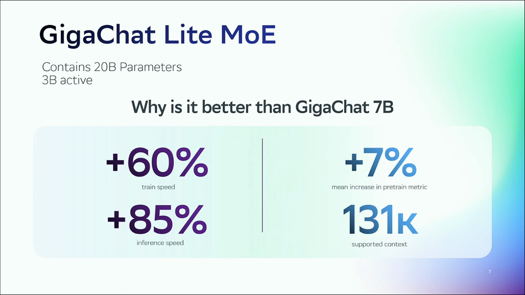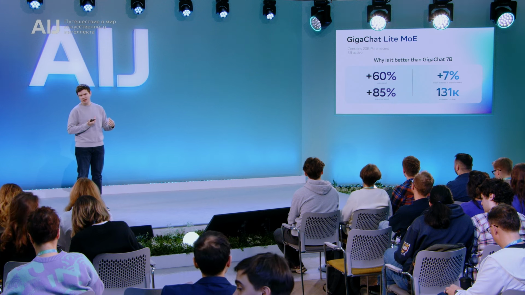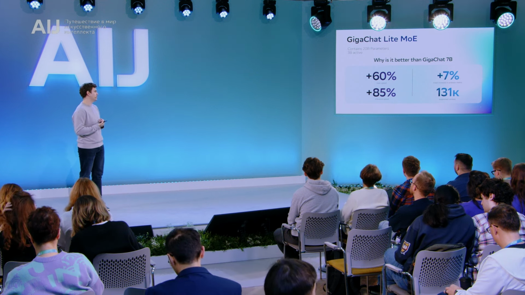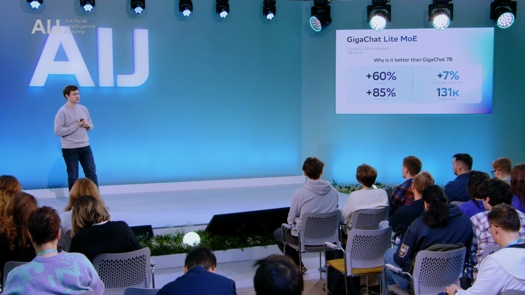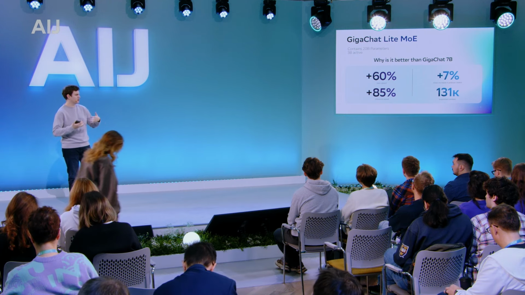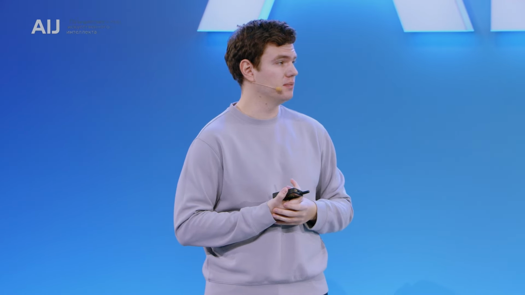First of all, we increased the training speed 60%, so it means that we are spending 6 times less money on training. That's an enormous result. That's a great result. And besides, this model is 7% better because of the mean increase in pre-train metrics. So in essence, this model has better quality, is 2 times faster and several times cheaper.